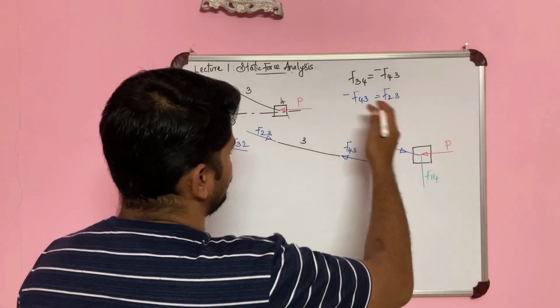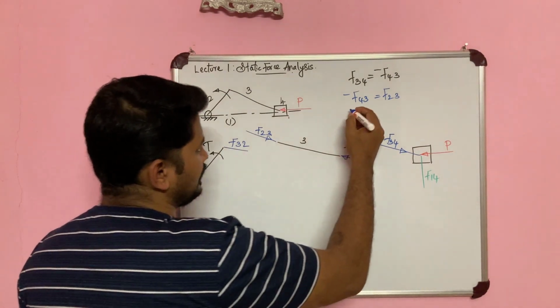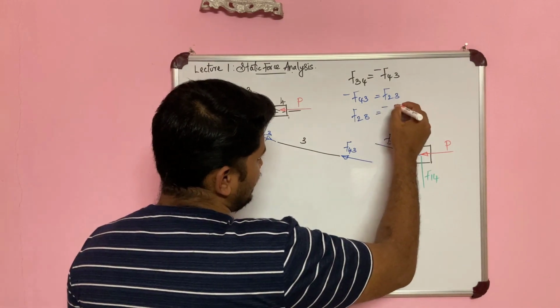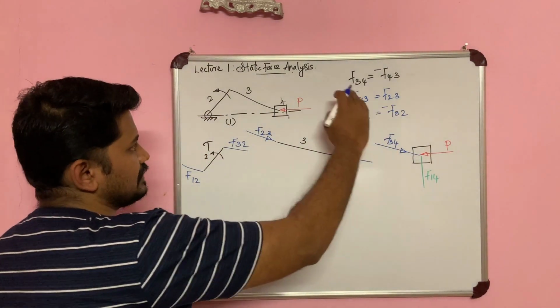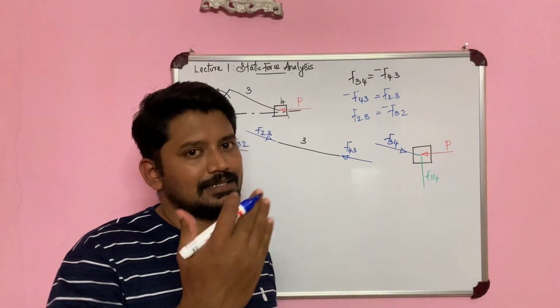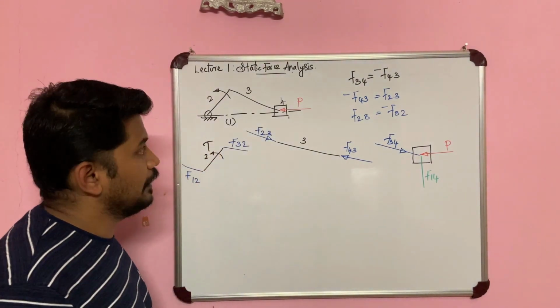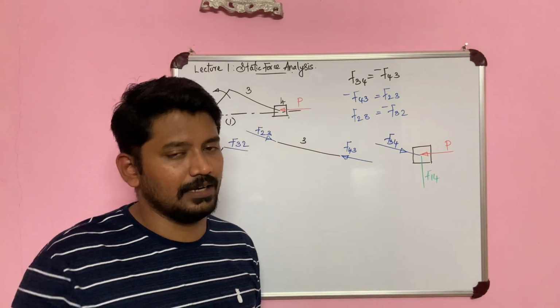Next, here I have F32. Now F23 is equal to minus of F32. This minus sign always indicates the opposite direction. Yes, so that is it regarding your sign convention.